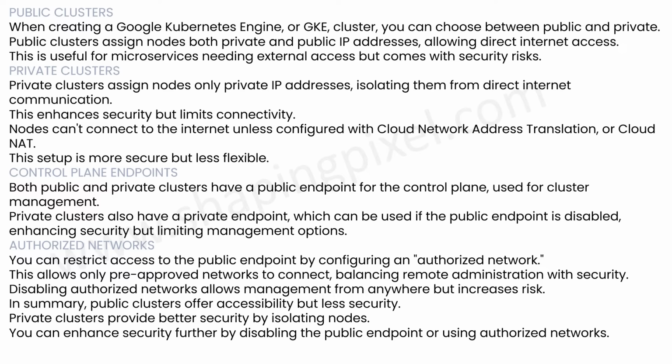Both public and private clusters have a public endpoint for the control plane used for cluster management. Private clusters also have a private endpoint, which can be used if the public endpoint is disabled, enhancing security but limiting management options. You can restrict access to the public endpoint by configuring authorized networks. This allows only pre-approved networks to connect, balancing remote administration with security. Disabling authorized networks allows management from anywhere but increases risk.